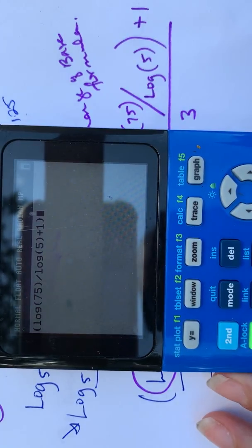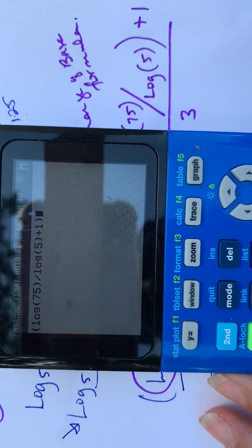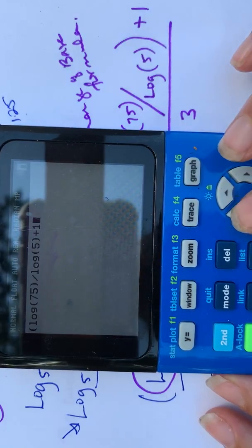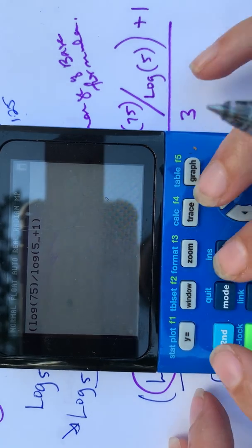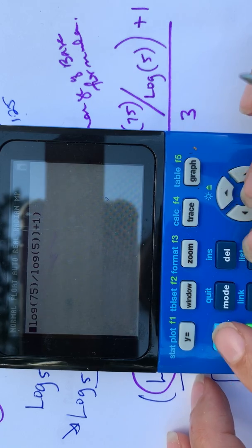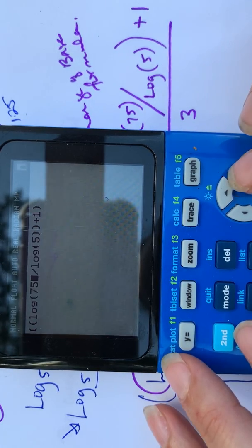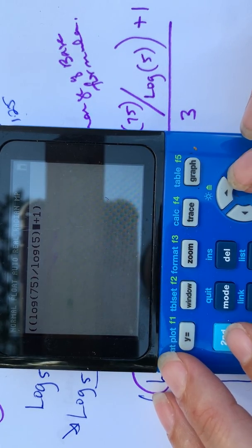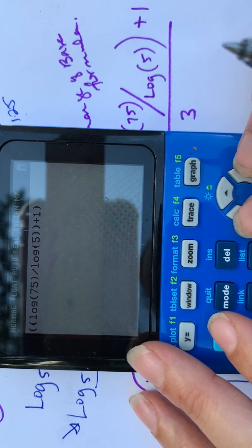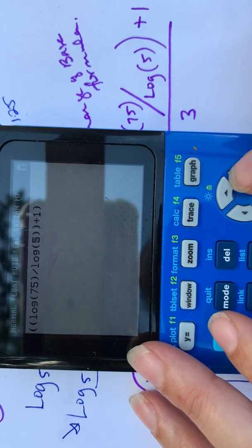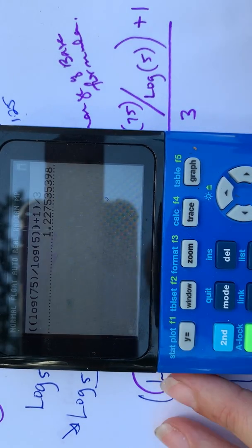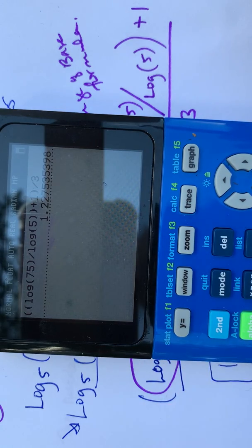This is the numerator. Let me make sure I did that. Nope, I can already see a quick little mistake here. Second insert, I need to insert another set of parentheses here. Okay, because I need to have all of the log in one set of parentheses. So this parenthesis and this parenthesis go with the log. This parenthesis and this parenthesis are going with the numerator. So then divide that by 3. And sure enough, we have the same answer.